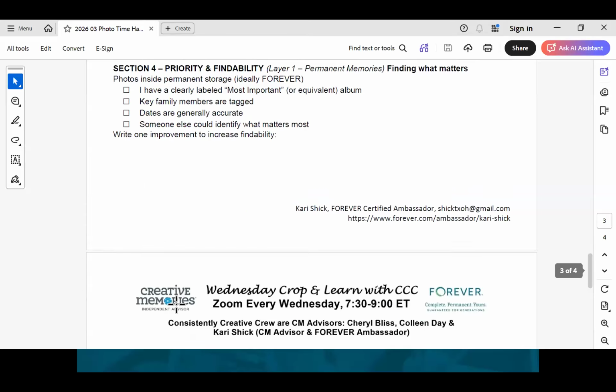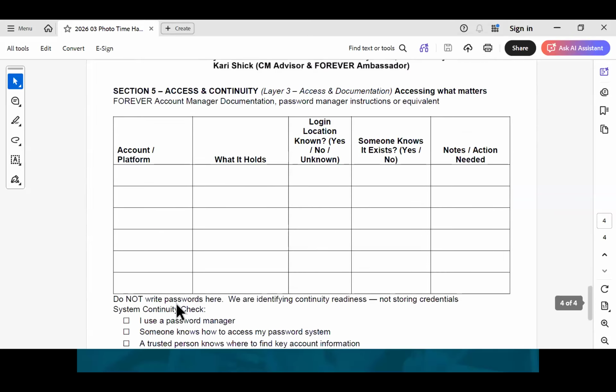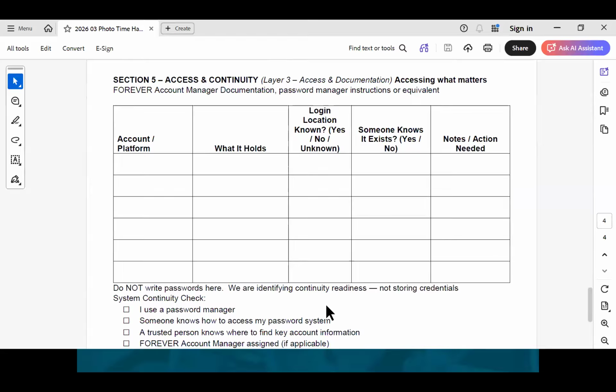So, as part of this audit, I'm shifting gears again and now thinking about who has access to what matters. Is there some sort of continuity plan? What is going to happen? So, thinking about whatever account or platform is there, what kinds of things does it hold? Is the login information known? Does someone else even know it exists? Do any specific actions need to be taken?